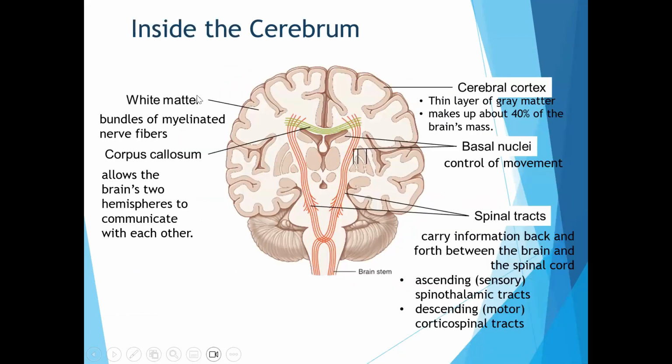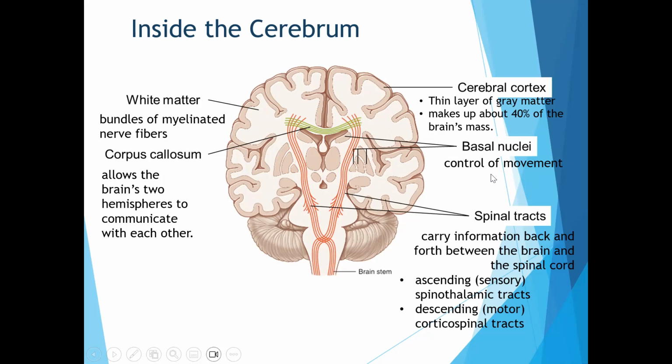Okay, taking a look inside the cerebrum, we already talked about how it's reversed to the spinal cord. So we have our gray matter on the outside and our white matter on the inside. Remember, our longitudinal fissure is connected with the corpus callosum that allows the right and left halves to communicate. The cerebral cortex is another word for the gray matter. So remember, our cerebrum is this whole thing, but the cerebral cortex is this outer gray matter layer. It's about 40% of the brain's mass.